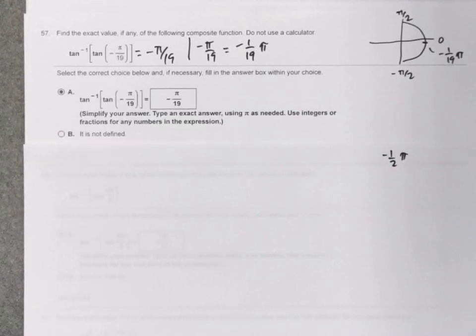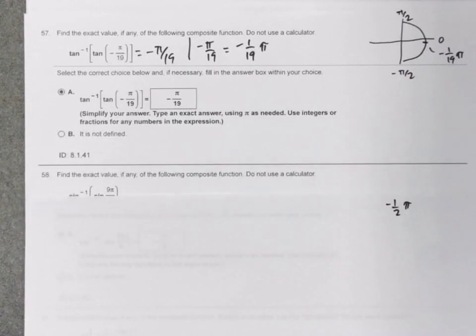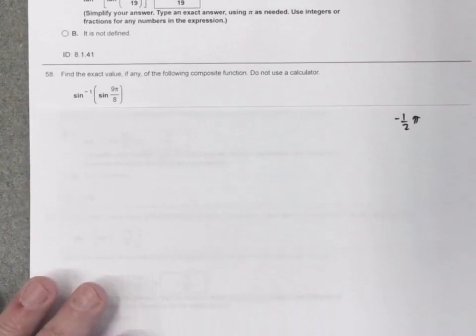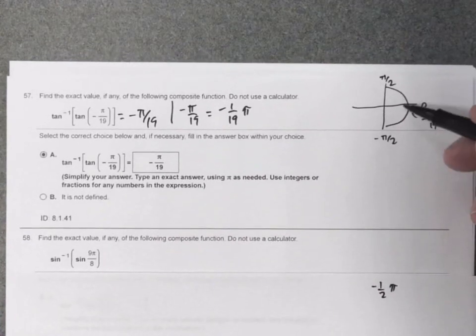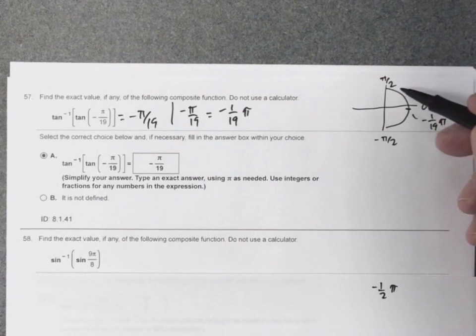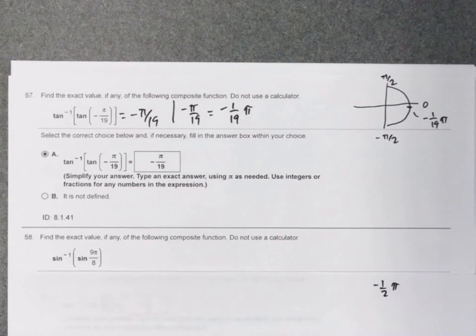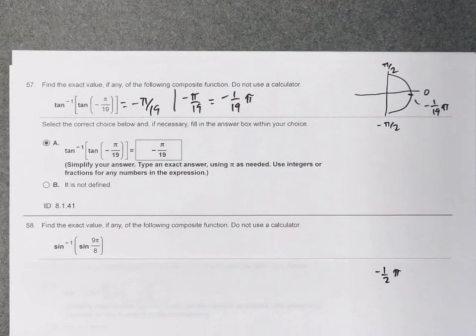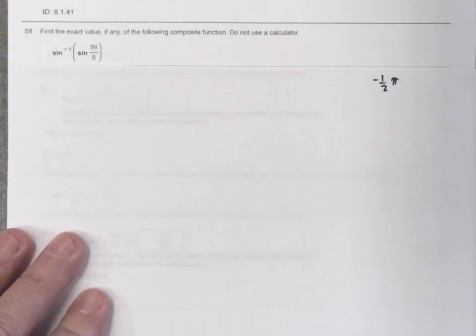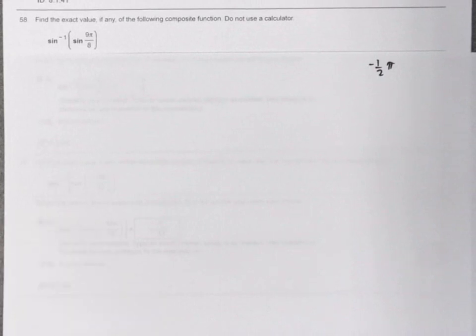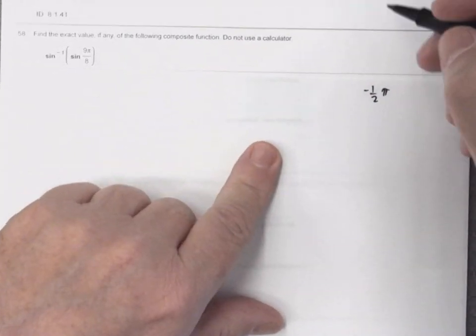All right, so those two have been pretty easy, the first two. I assume we're going to get the one where we have to do some extra work. So let's see. The inverse sine and the sine of 9 pi over 8. Once again, inverse sine is like inverse tangent. If that initial angle is over here, then we can use a shortcut. But if not, we have to do some extra work. So let's figure out where 9 pi over 8 is.